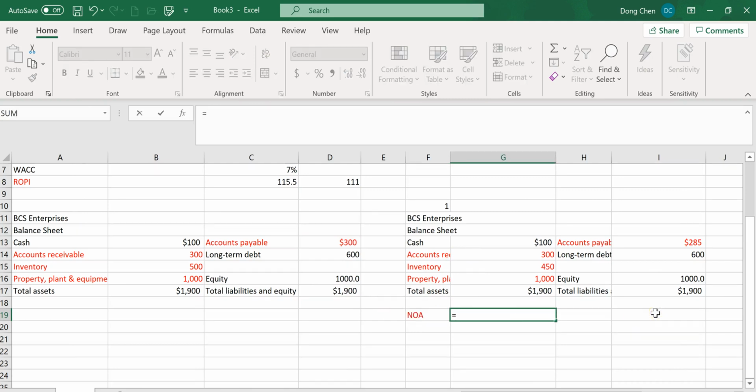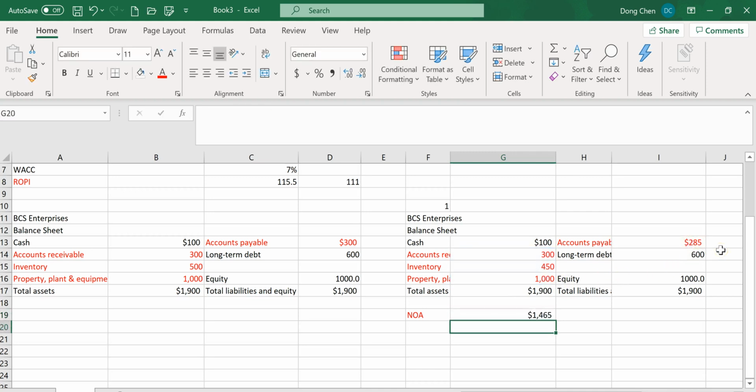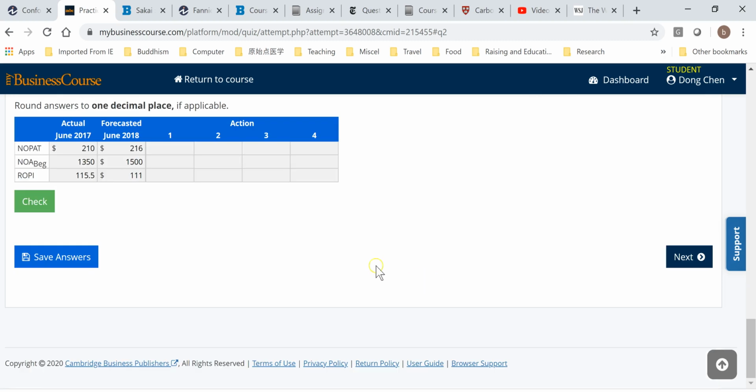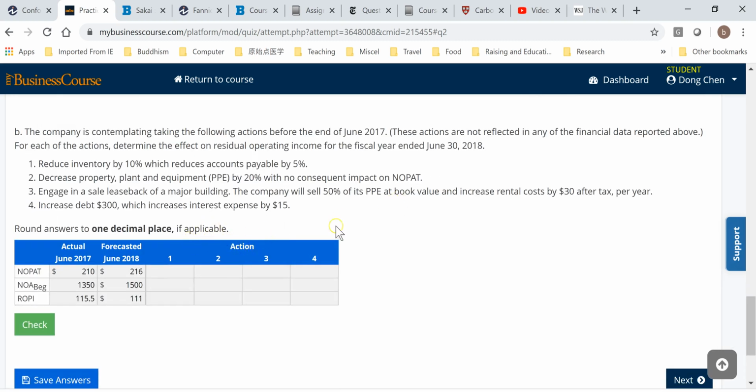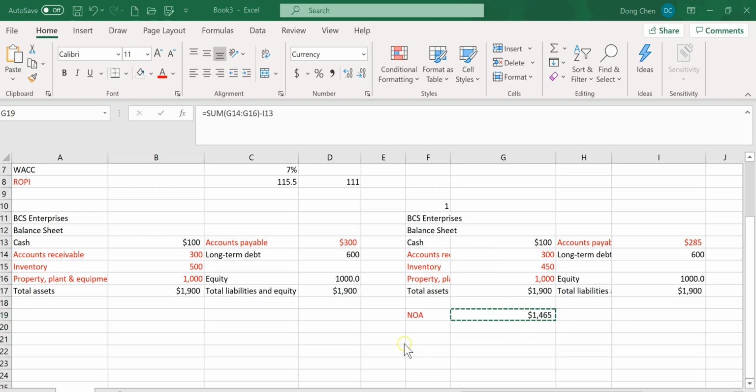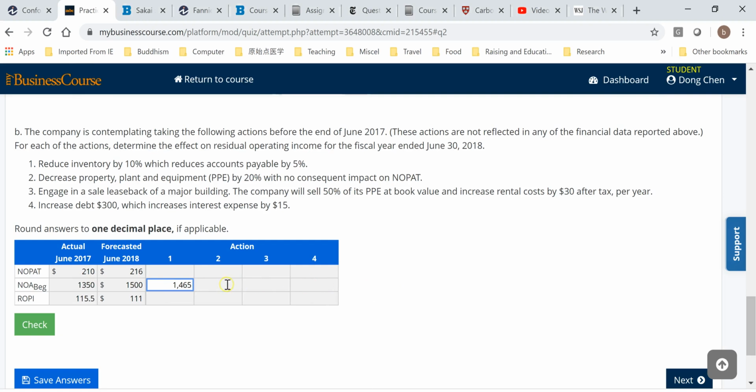So NOA is basically the sum of the operating assets minus the sum of the operating liabilities. So I can just sum up the 3 operating assets starting from accounts receivable, and then I subtract the accounts payable, and that is my new NOA. Remember, these actions are taken at 2017. So here we need to input the numbers for 2018. Relative to 2018, 2017 is the beginning balance for the NOA. So that's why here we need to put the 1465 number as the new beginning balance of NOA for action 1.